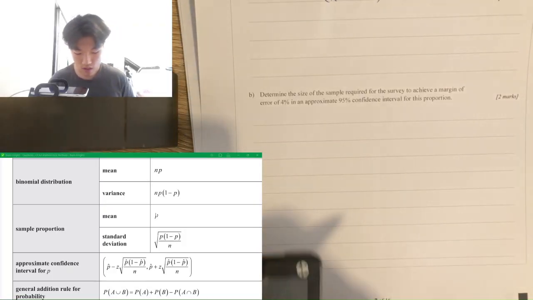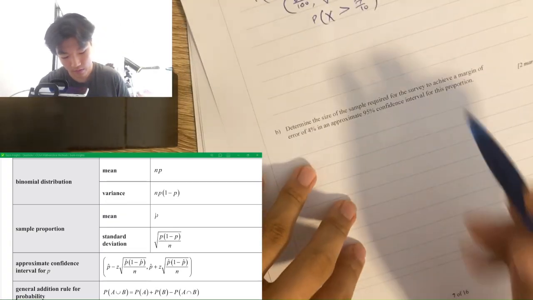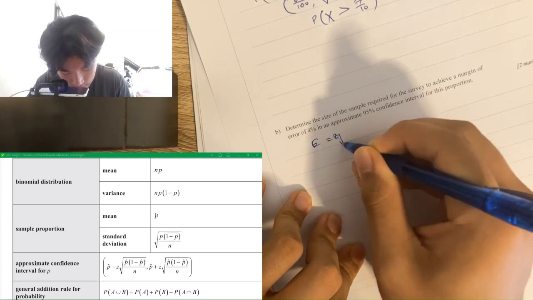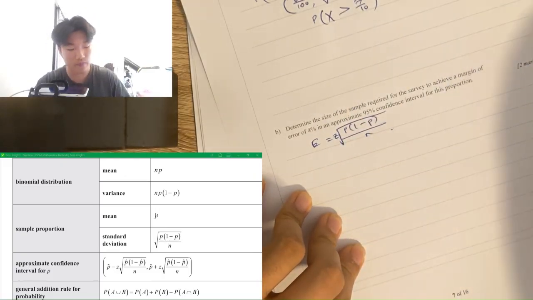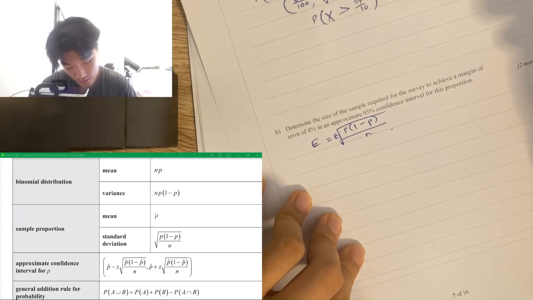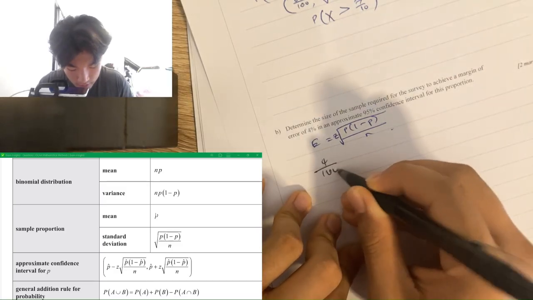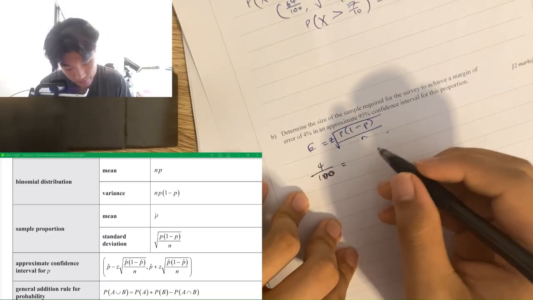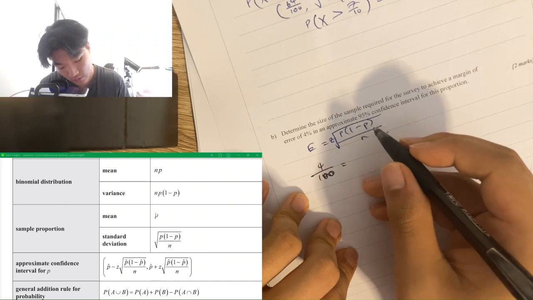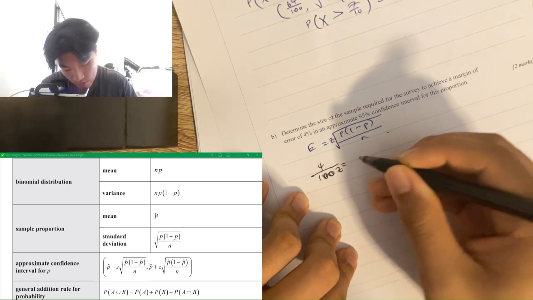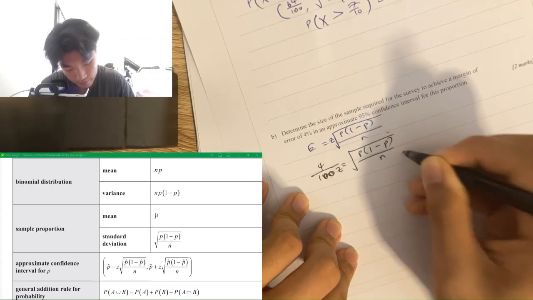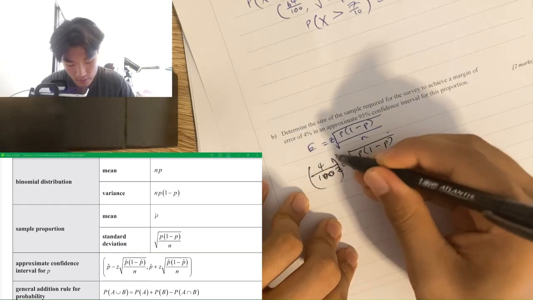Determine the size of the sample required for the survey to achieve a margin of error. Well, margin of error is z times the square root of p(1 minus p) over n. Yep. Margin of 4%, so 4 over 100 equals, in an approximate 95% confidence interval. Because we're trying to find out n, let's rearrange. So I divide by z on both sides, then I'm going to square both sides.